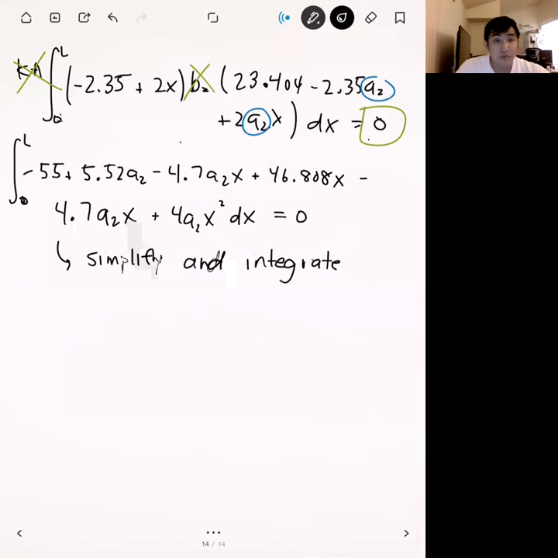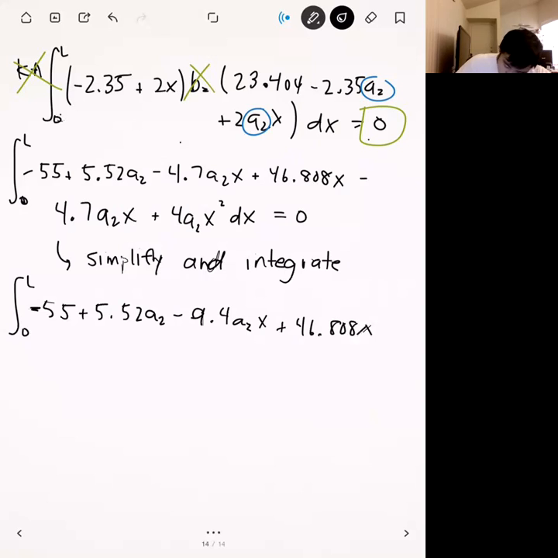Okay. And so after we simplify, we get integral from 0 to L of minus 55 plus 5.52 A2 minus 9.4 A2x plus 46.808x plus 4a2 x squared dx, okay, is equal to 0, okay?